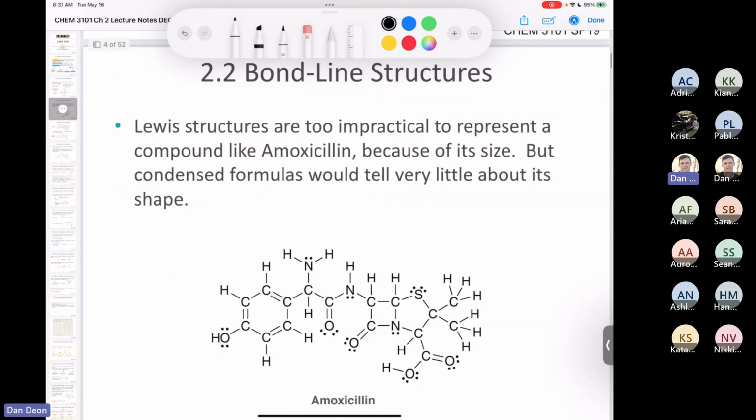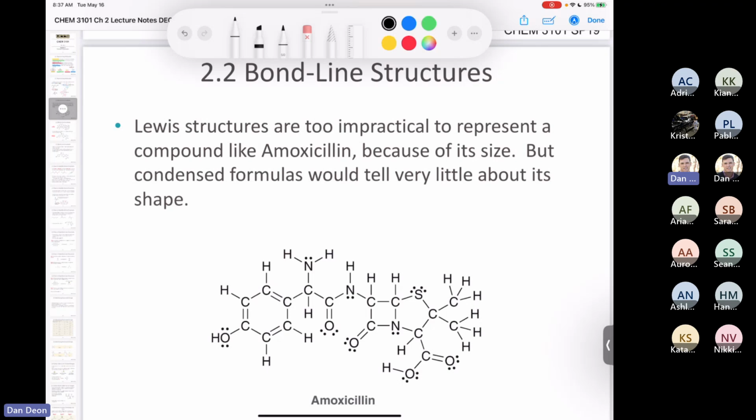All right, so bond line structures, a little bit more information about bond line structures. Here's a compound I'm sure you've all heard of before. This is an antibiotic known as amoxicillin. If you have an ear infection or something, you might get a prescription for amoxicillin. Costs only pennies per dose. Very inexpensive antibiotic. And you can see this is a pretty big molecule.